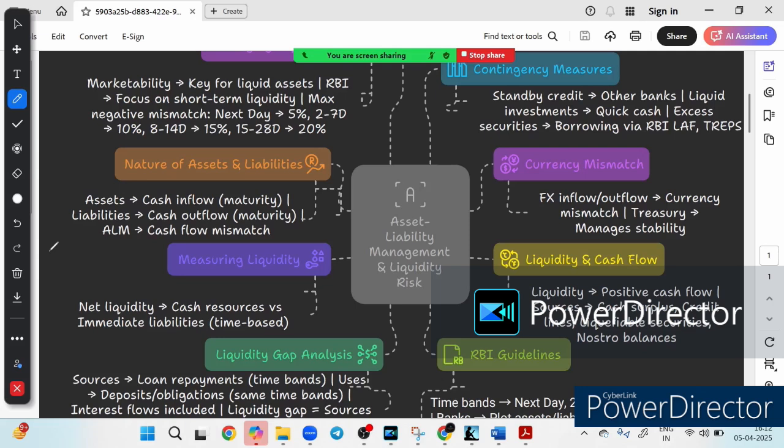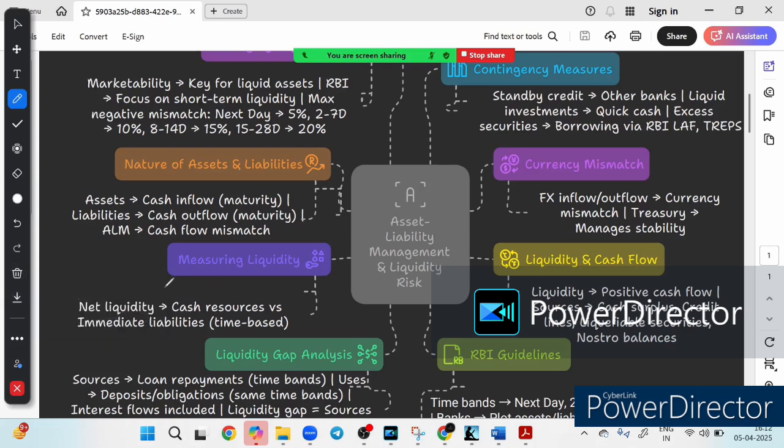The key question: does the bank always have enough cash to cover its immediate liability? The answer is net liquidity. Net liquidity decides that, meaning the cash resource versus short term obligation.